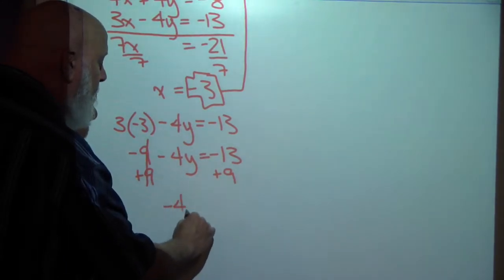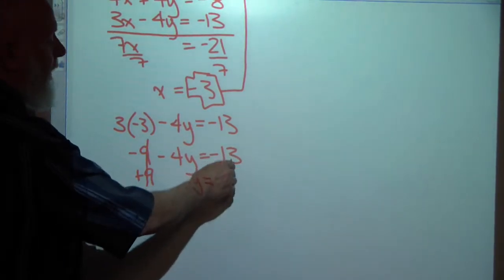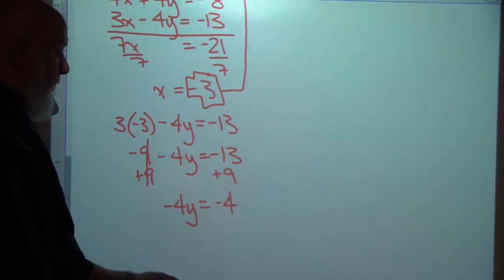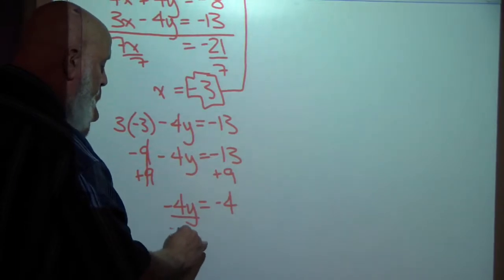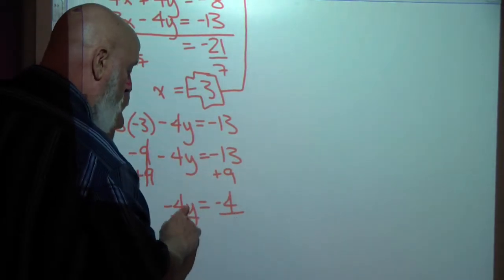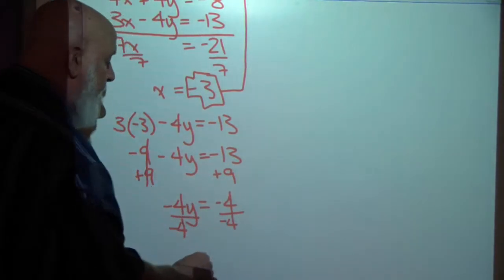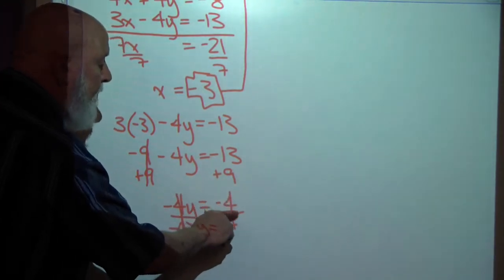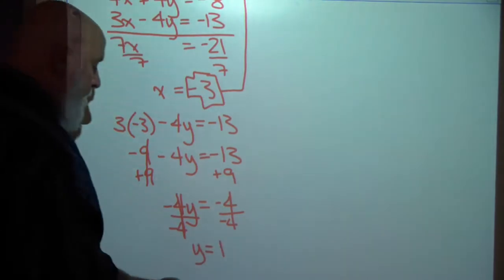Negative 4y is equal to, what is that, negative 4? They're different signs, so I subtracted, kept the sign of the one with the greater absolute value. Now I divide both sides by negative 4 to get y by itself, solving for the other variable. This gives me y equals negative 4 divided by negative 4 is 1, positive 1.